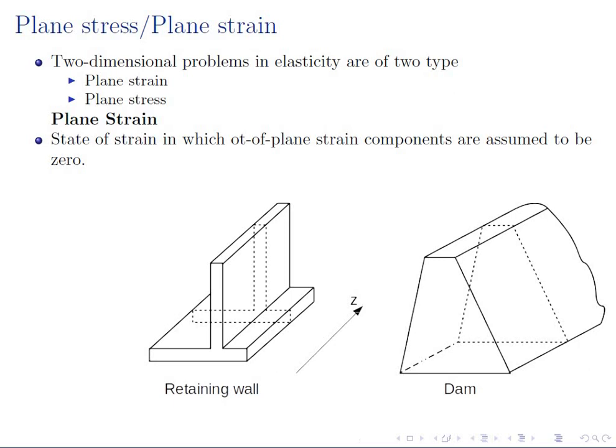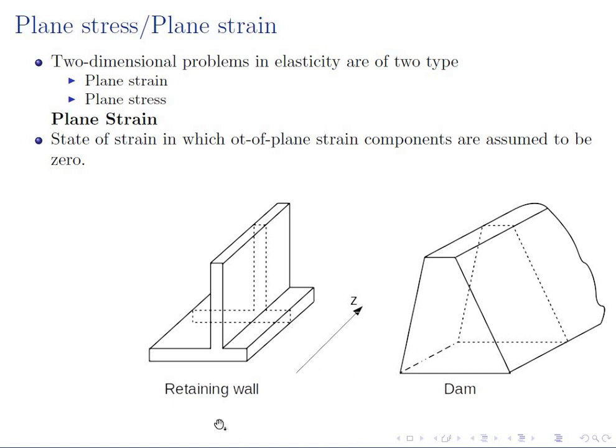Now, many times we can simplify the analysis of our 3D physical problem by treating it satisfactorily as a 2D problem, right? Two-dimensional problems in elasticity are of two different types: plane strain or plane stress. Plane strain state is that state of strain in which out of plane strain components are assumed to be 0.